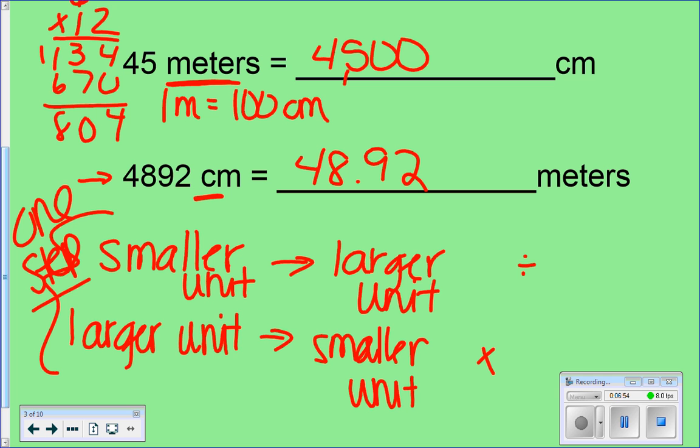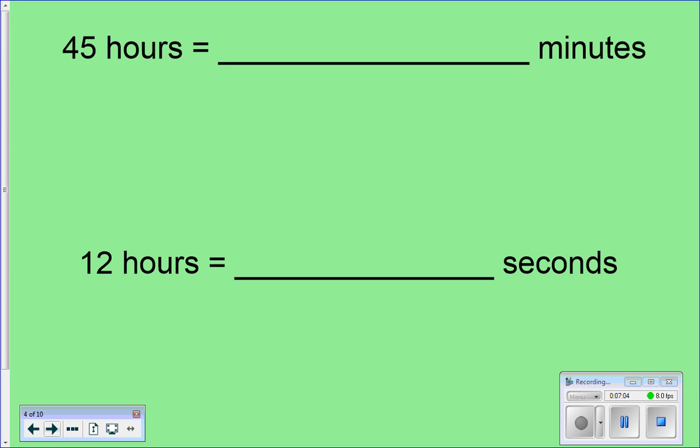We're going to come and talk about that in a second. We're going to talk about customary to metric trick in a second. Any questions about this? All right, so quickly, let's talk about this one.